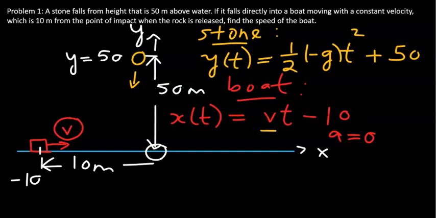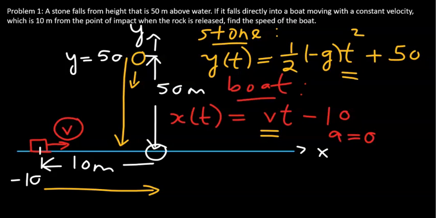Before we proceed to determine v, we need to figure out time. What time are we talking about? The stone takes a certain amount of time to travel that distance of 50 meters. And at the same time, the boat would take the same amount of time to cover a distance of 10 meters to the right. So we need to find that common time.